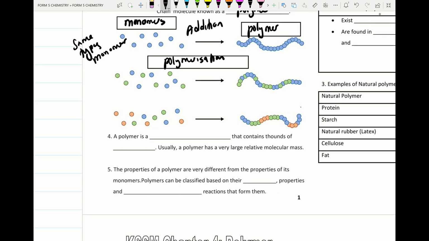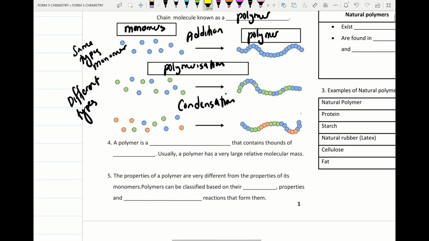When there are different types of monomers with different functional groups and they combine together, this type of reaction is known as condensation polymerization. So we have two types of polymerization. One is addition polymerization, where the same type of monomers combine together. Another one is known as condensation polymerization, where different types of monomers with different functional groups combine together.